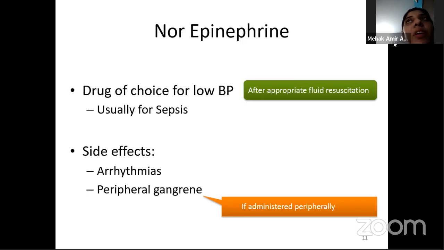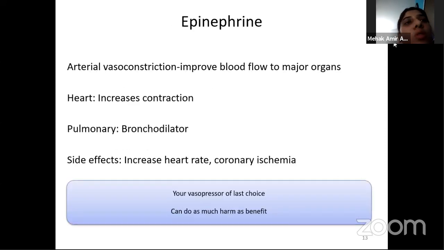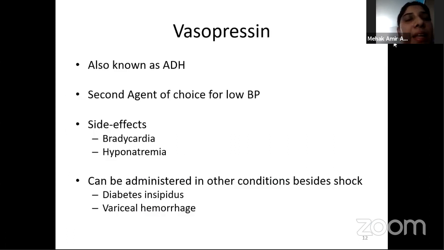Yes, as we discussed, after proper fluid resuscitation, if things are not getting better, then you have to consider norepinephrine as the first choice of drug. Now, vasopressin. Vasopressin is also known as the antidiuretic hormone. It is naturally present in our body, and it auto-regulates the water balance in our body.